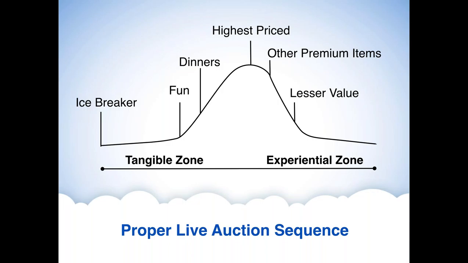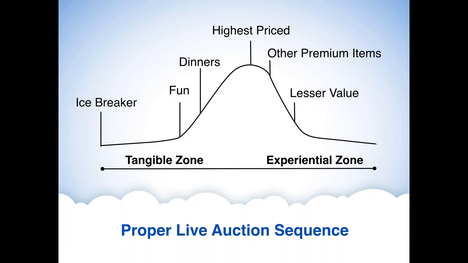We look at the top of the bell curve and we see that's where we're going to place our highest priced item. For an example here this morning, let's suppose that we have an African safari package that is valued at, let's say, $20,000. Where do we want to place that? Well, if you were to ask most nonprofit auction organizers, I think the typical response would be your most expensive item towards the end of the event.